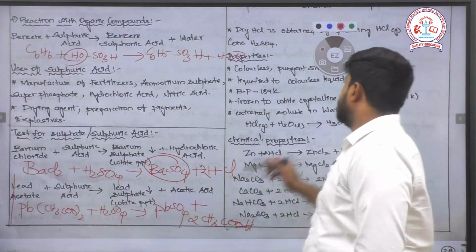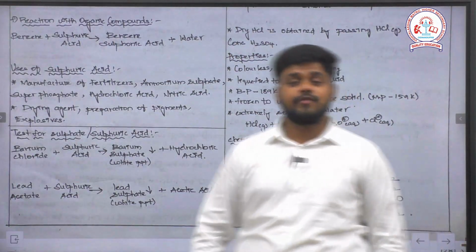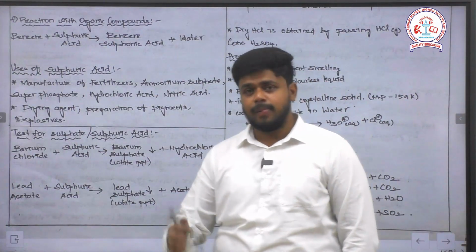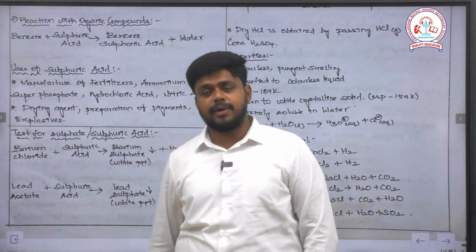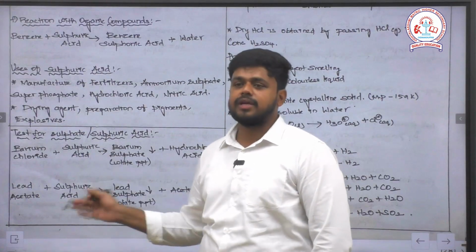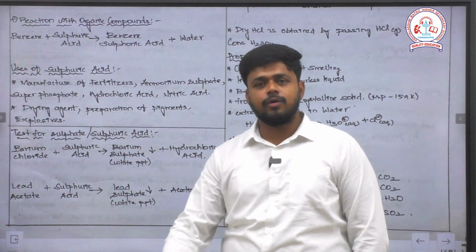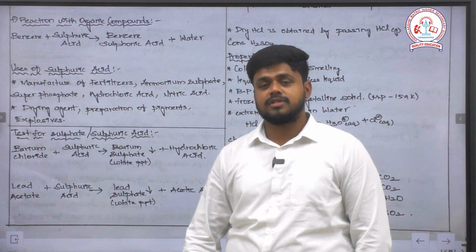So totally in this video we have come across what is sulfuric acid, its preparation, physical properties, chemical properties, uses, followed by how to detect the presence of the sulfate. So here ends group 16. In the next session we are going to look into group 17, tomorrow's session. Thank you.